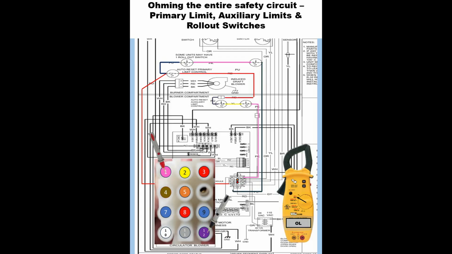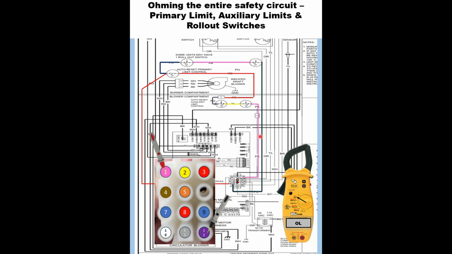You can also see that going up and through the other 2 limits, your rollout switches, and going back to that pin 12, you can see if all of them are open or all are closed, and you can do that in one fell swoop. The only thing is you've got to start checking individual ones if you do have an open one.